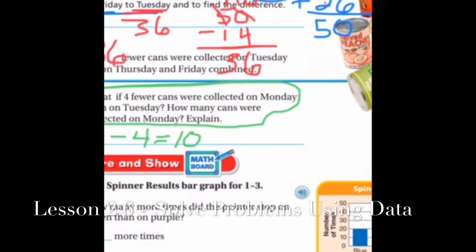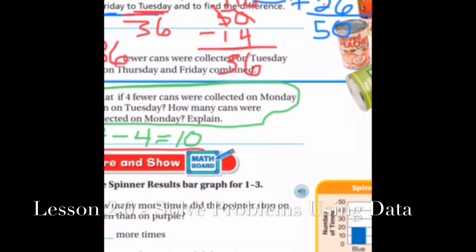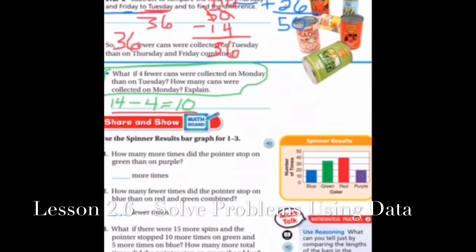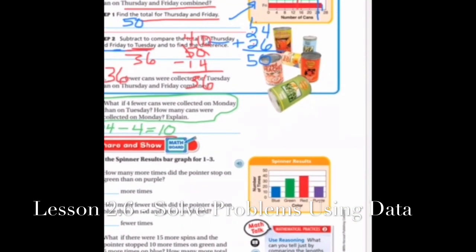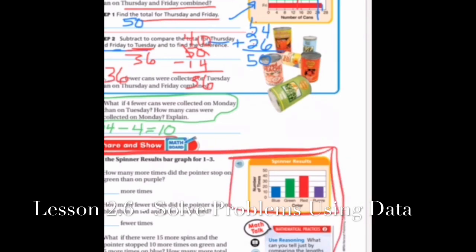It does say explain, but you know what? If you can show me the subtraction problem like that, showing your work, like this right here, then that's the explanation I can accept for this question today. All right, that does it for my work. Share and show is next. Problems 1, 2, and 3 here, using that vertical bar graph right there. Make sure you answer 1, 2, and 3 and show us the work.